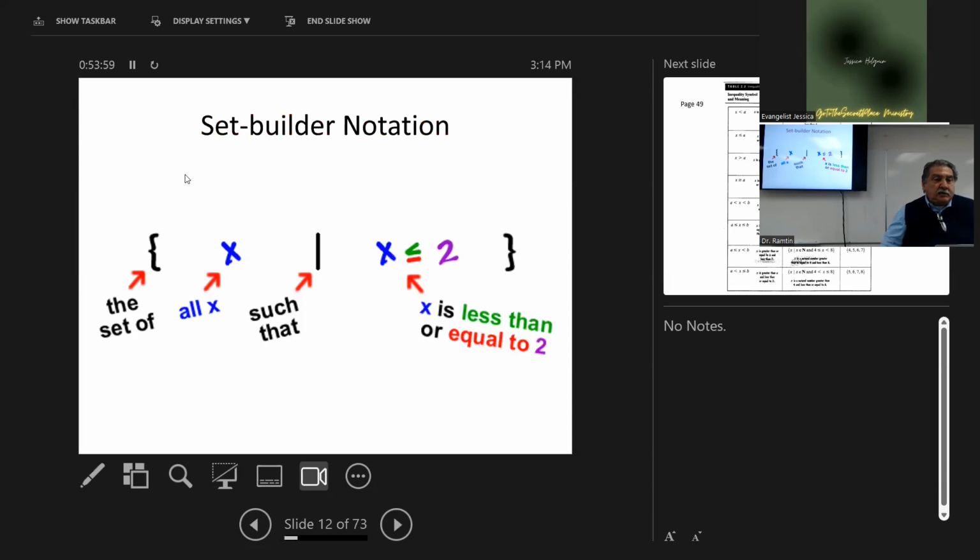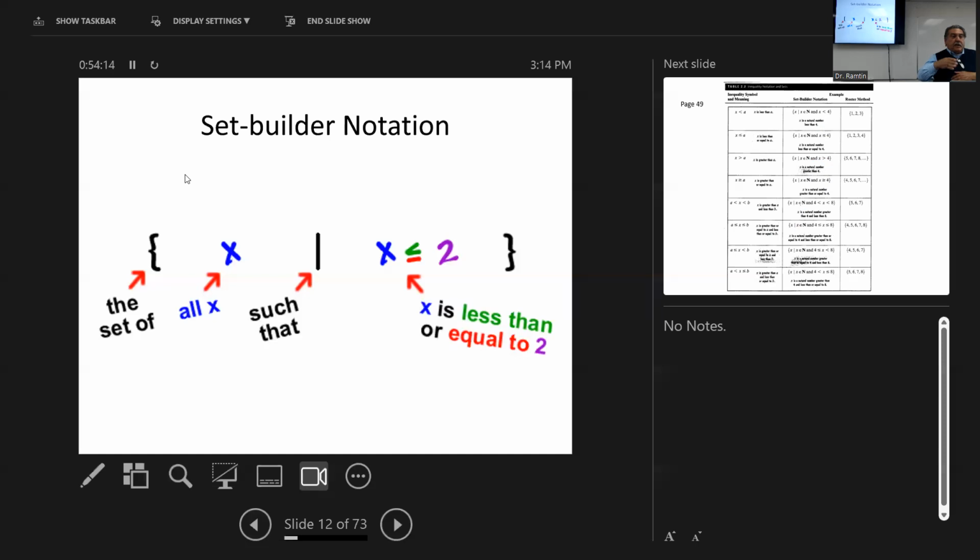So the set builder notation, if a quiz, test, or homework asks you to write in set builder notation, that's it. You put a pair of braces, then you say x, all of x, then you put a vertical bar, which means such that x is less than or equal to 2. This is just an example. It hasn't told you what x is. It's asking for a set of whatever is less than or equal to 2.